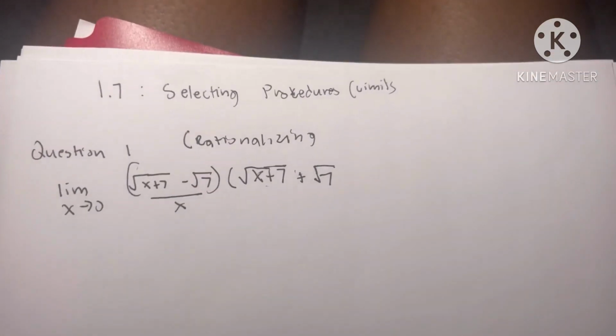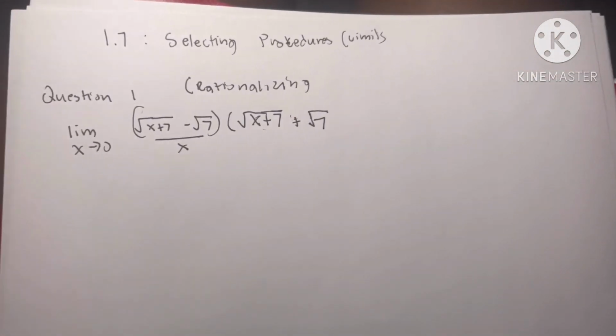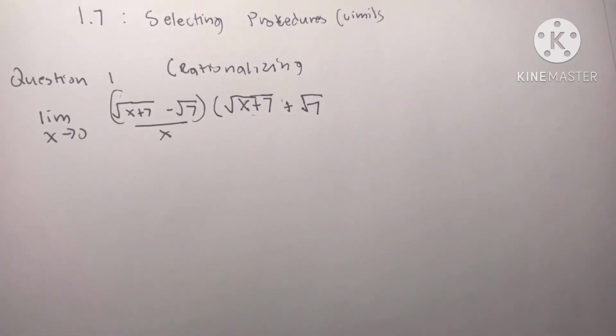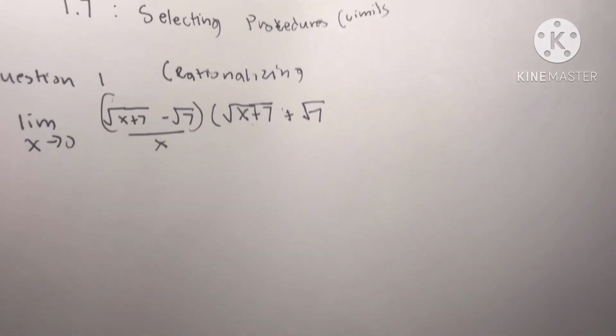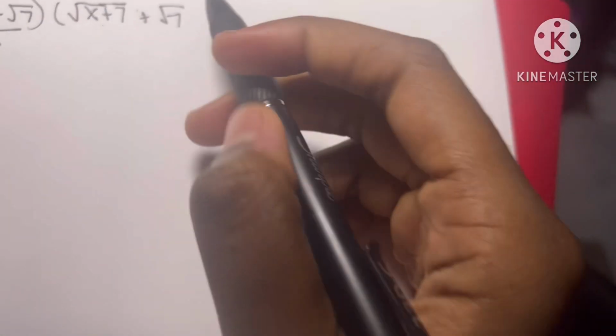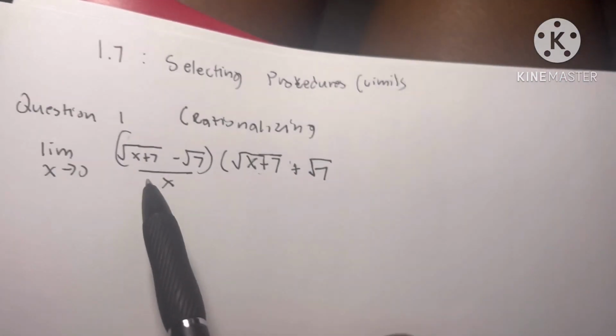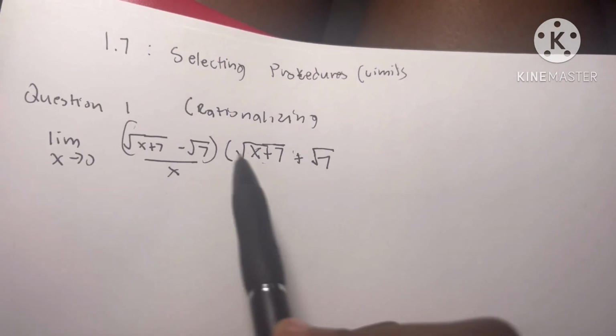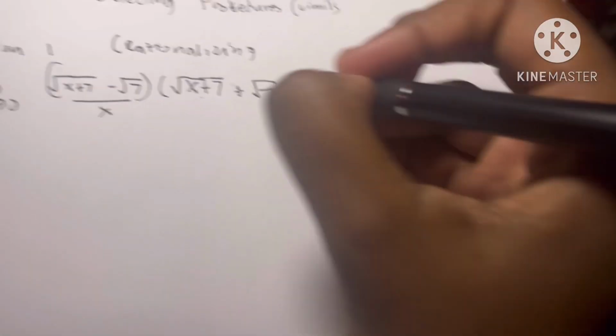Hi guys, we're going to be doing 1.7 selecting procedures. And starting with question 1, we're going to be rationalizing, as you can tell. And what we're going to start by doing is multiplying the numerator by its conjugate. And you can see it's opposite signs right here.